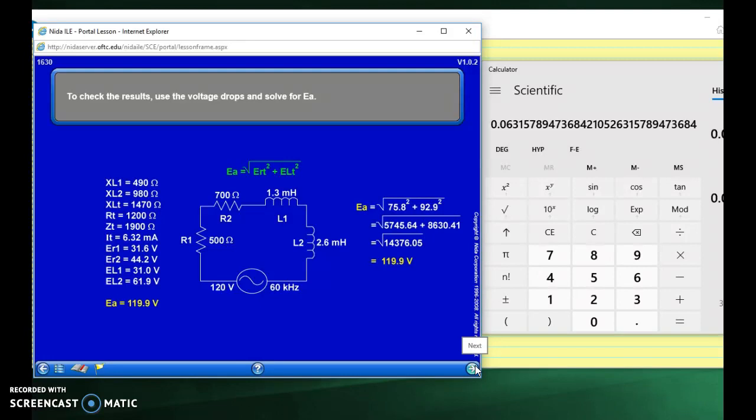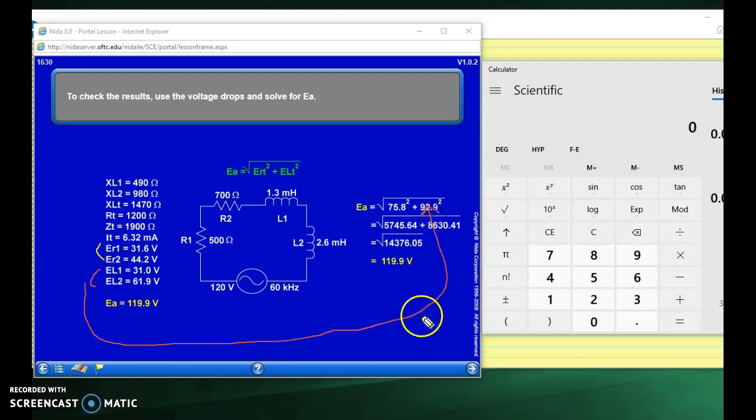So we've got this right here. Remember EA, when we do the formula for it, we take the square of ER and the square of X of L. And what they did was they added these two ERs. And again, we got a little bit of a rounding thing going on here. But if we add the 31 and 31.6 and the 44.2, and we add the 31 and 61.9, we get the values that we see over there in our formula.